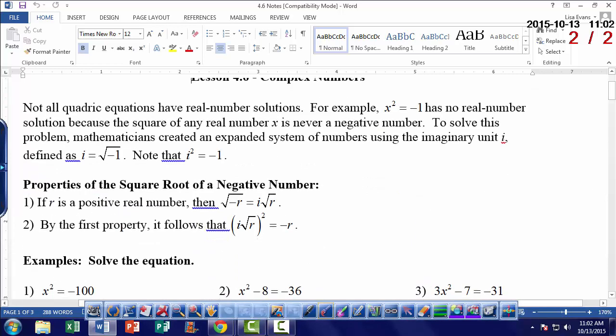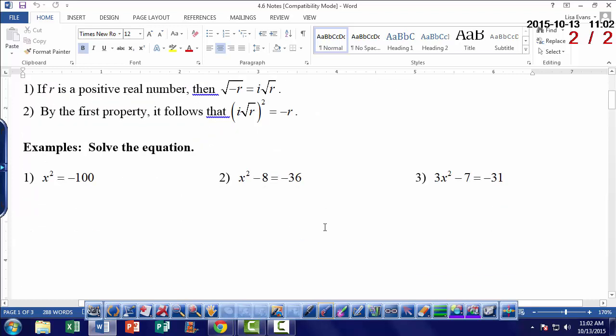If r is a positive real number, then the square root of -r equals i root r. By the first property, if I were to square i root r, you would square i, which would be i squared, and you would square root r, which is r. i squared is -1, so -1 times r is -r. And you'll see what I'm talking about as we go ahead and start these problems.